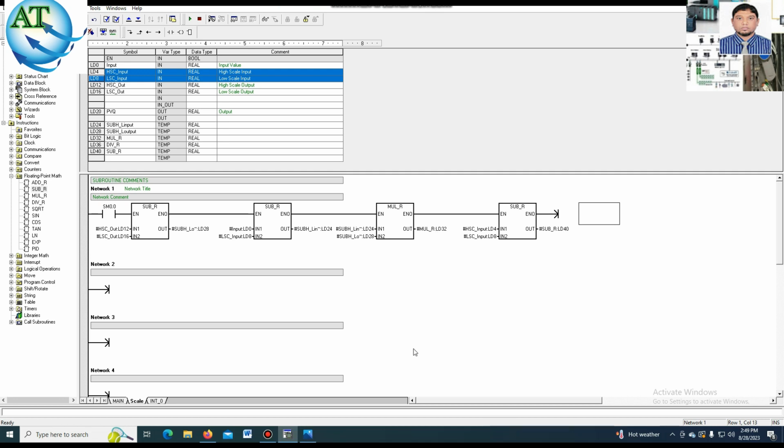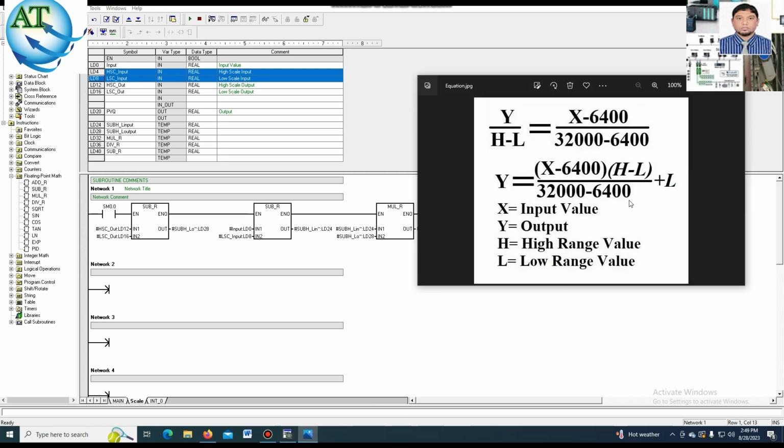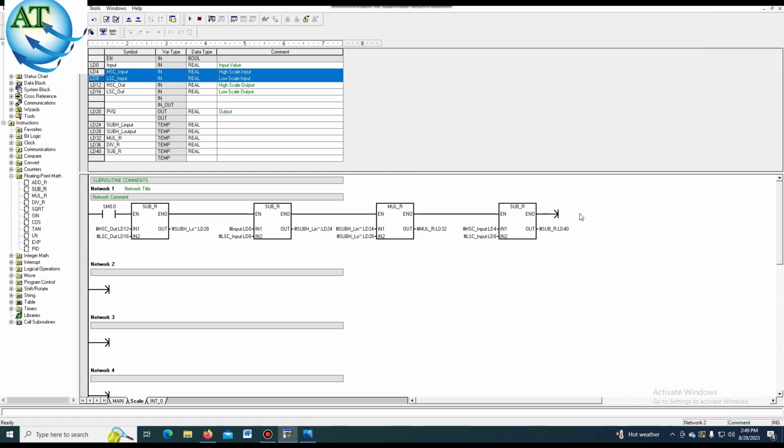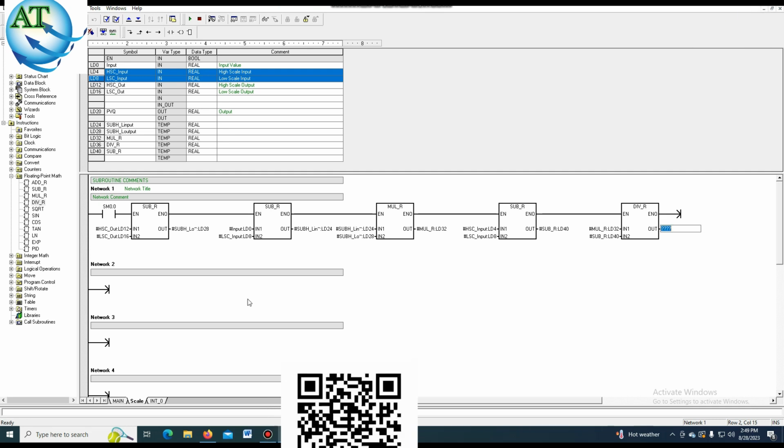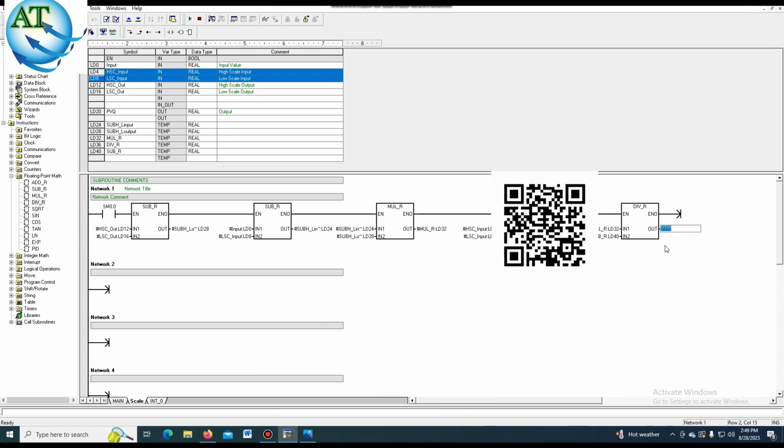Now you see this output and this output, the multiplying factor and division factor. This divided by this. So in the program we use division real. Which one? This one and this one. That means LD32 divided by LD40, and this is put in LD36.